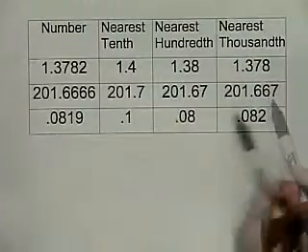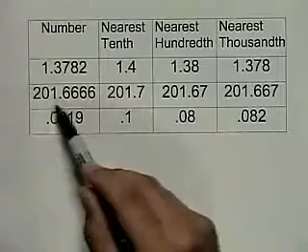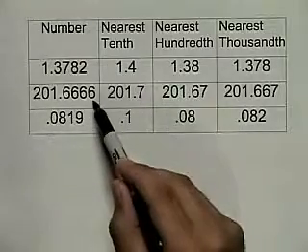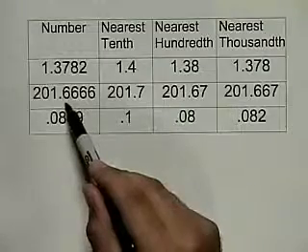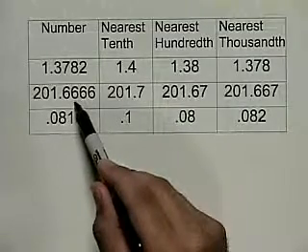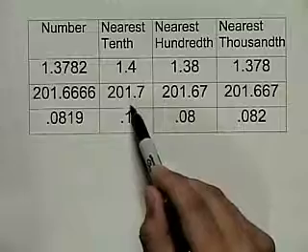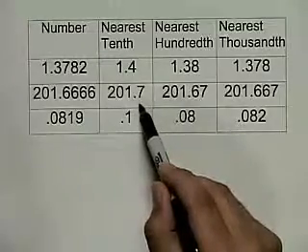Following the same process for the next value, 201.6666, rounding this to the nearest tenth, we look at the value in the tenths spot as a 6, and then to the right of that is a 6, so we need to round up. So the nearest tenth would be 201.7.